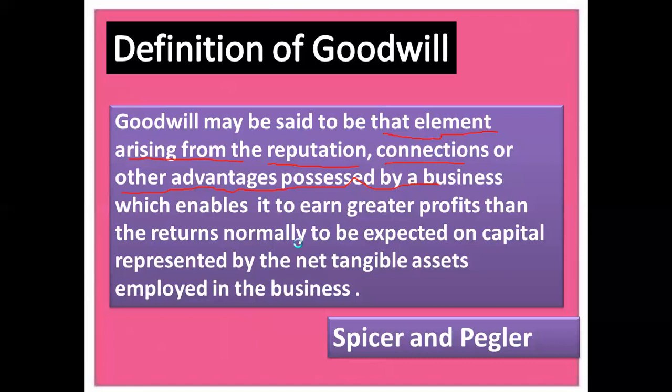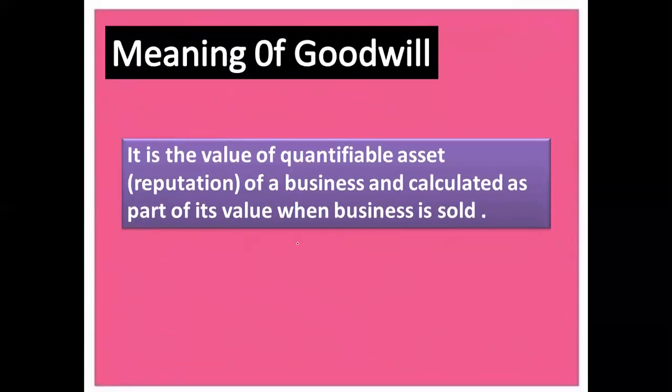Let's understand its meaning. So it is the value of quantifiable assets of a business and calculated as a part of its value when the business is sold. It is a value of quantifiable asset. Quantifiable asset means it is a part of those assets which can be measured in money or money's worth. It is not a fictitious asset. Goodwill is not a fictitious asset.